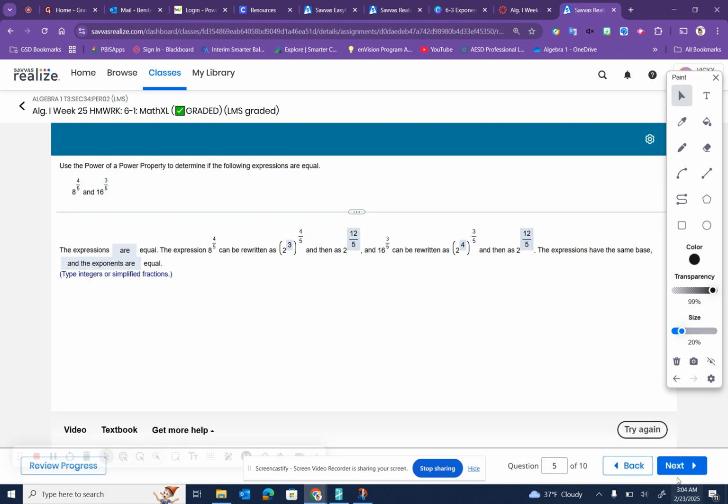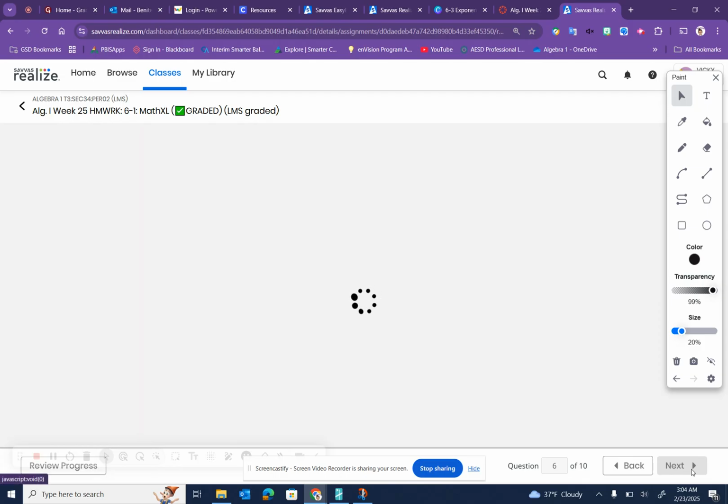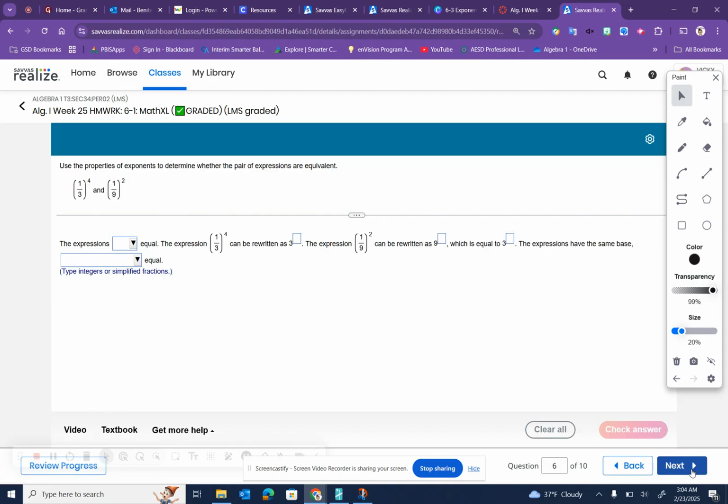Okay, let's check the next one. Here you have 1/3 to the fourth and 1/9 to the second power. Very similar. We can't break up the third, but the 9 we can represent since we know it's a perfect square. We could have 1/3 squared, and that's all to the second power.